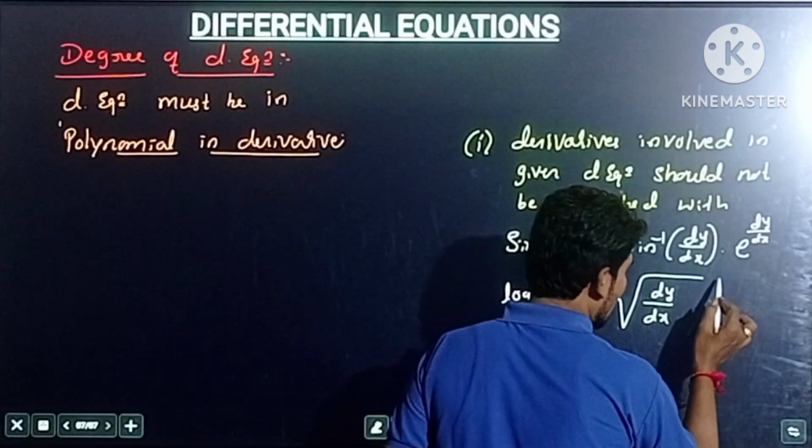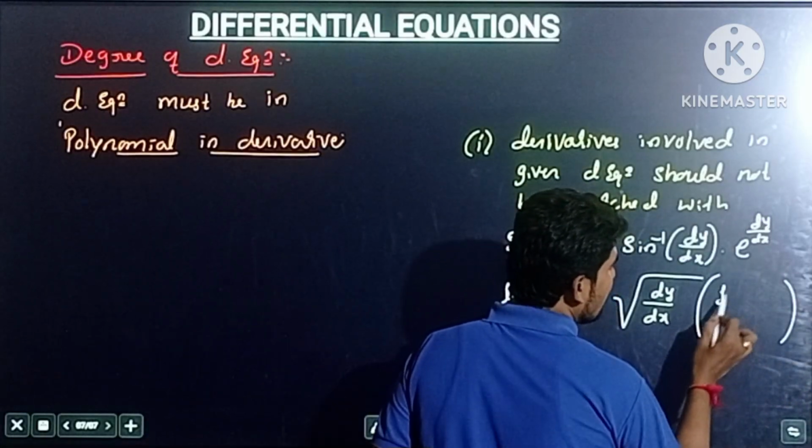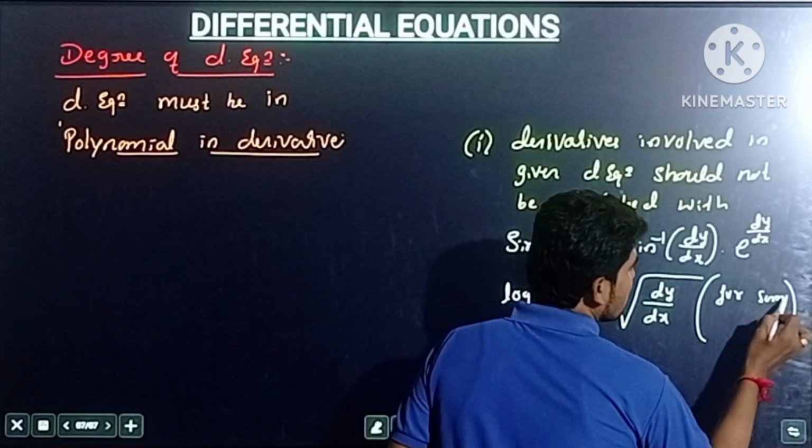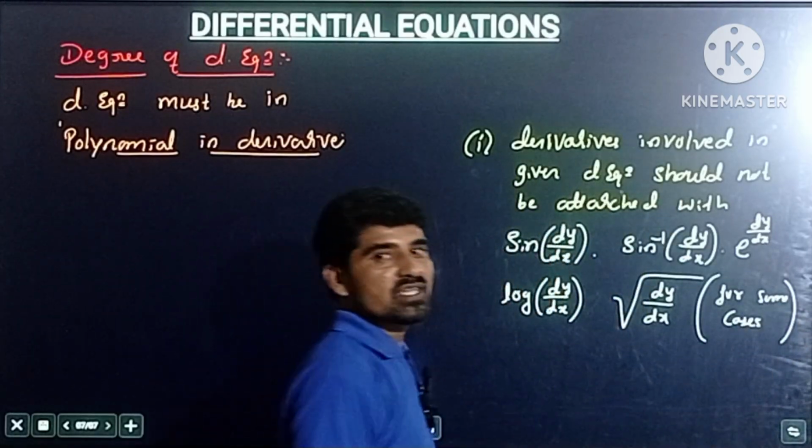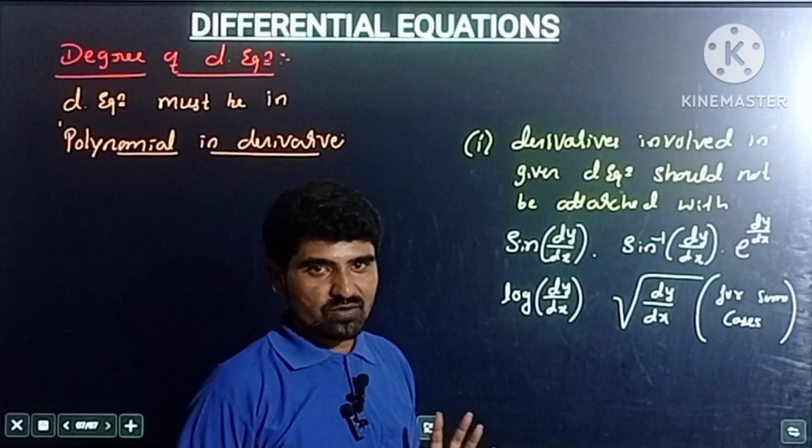So the square root condition applies for the cases in which we are not able to eliminate the square root.